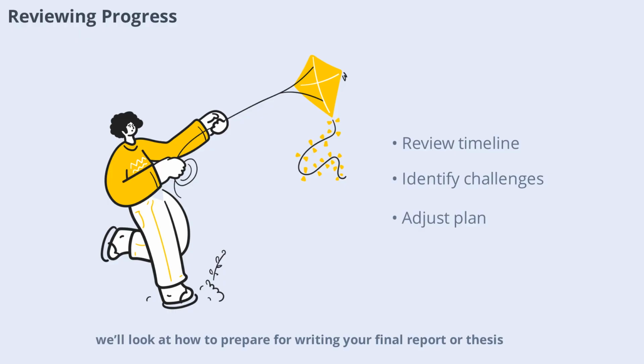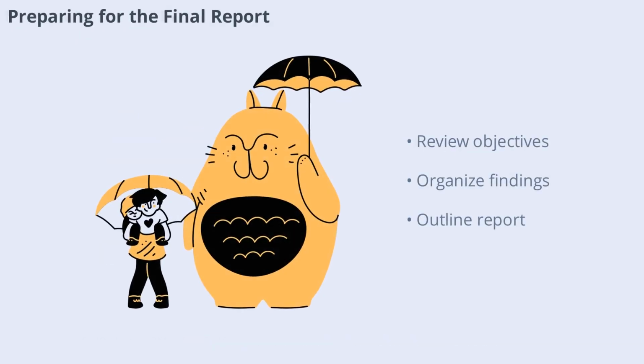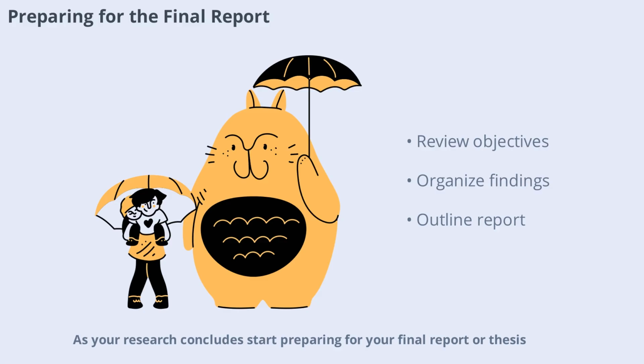Next, we'll look at how to prepare for writing your final report or thesis. As your research concludes, start preparing for your final report or thesis. Review your proposal and research notes to ensure all objectives have been met. Organize your findings and begin outlining your report.